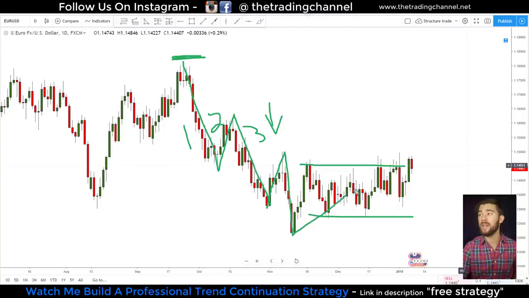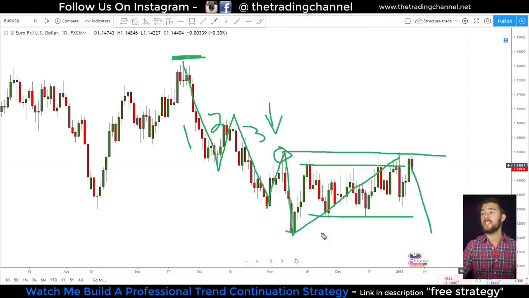And the reason we know that is because we haven't broken and closed above this high. And until we do so, we know that we still have a statistical advantage for this market to continue down, at least touching this level of structure before going higher and breaking above this resistance level.